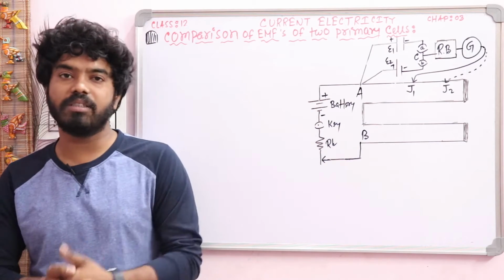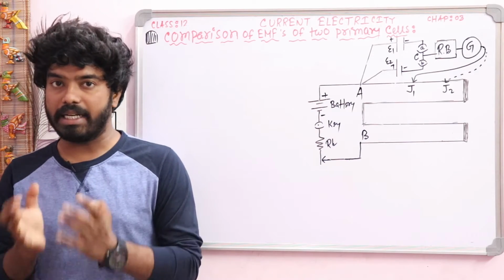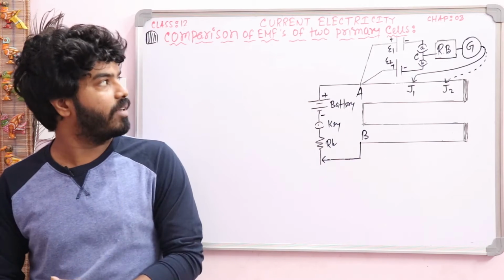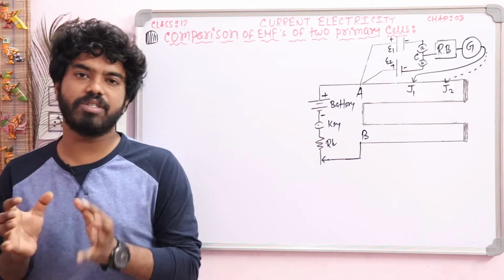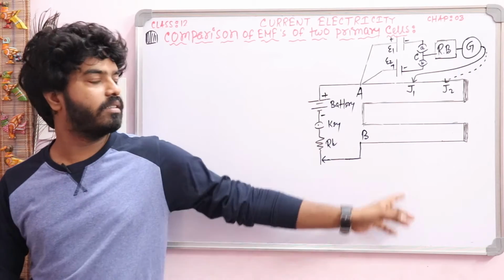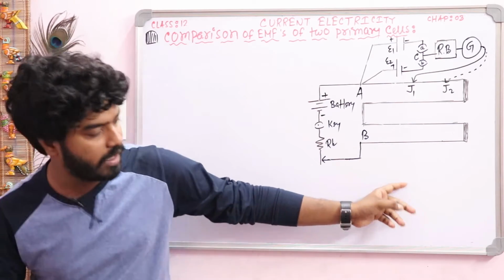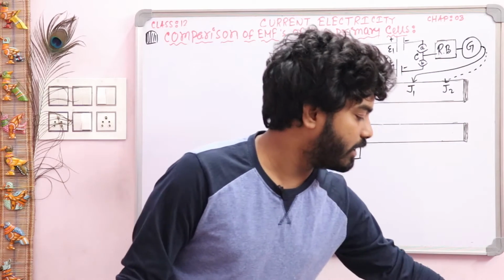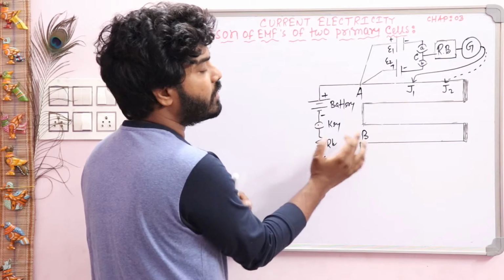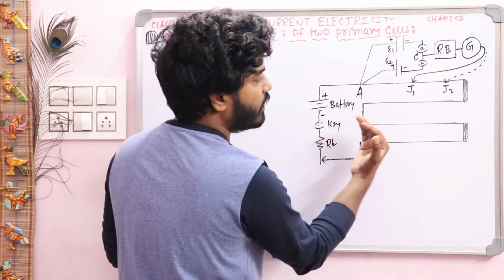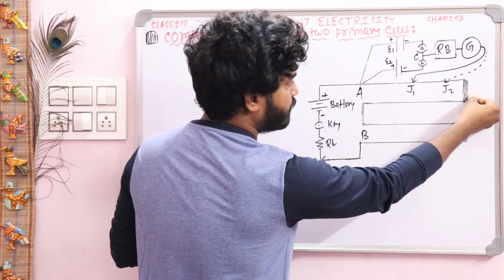First of all, we have to discuss application number 1, that is comparison of EMF of 2 primary cells. So for this part, at first you have to learn this circuit. About this circuit, you just see, I already told that AB here is the potentiometer wire, which is placed this way with the help of copper strip.